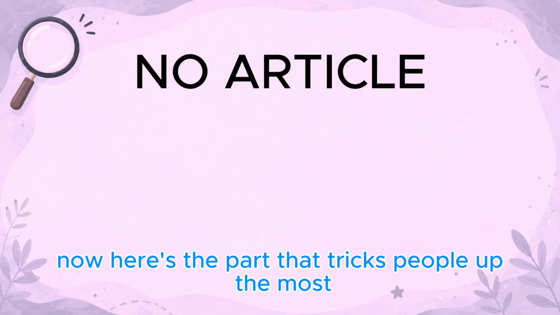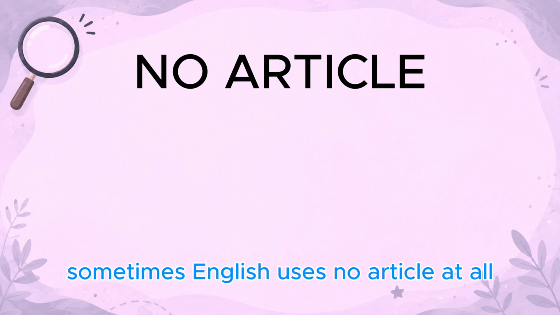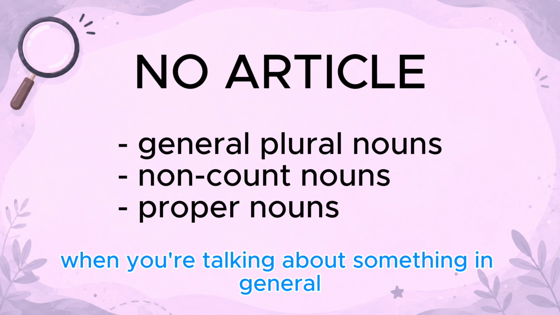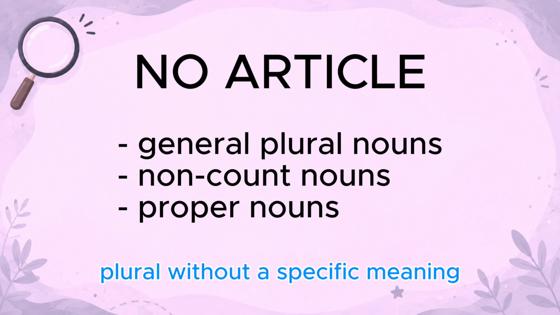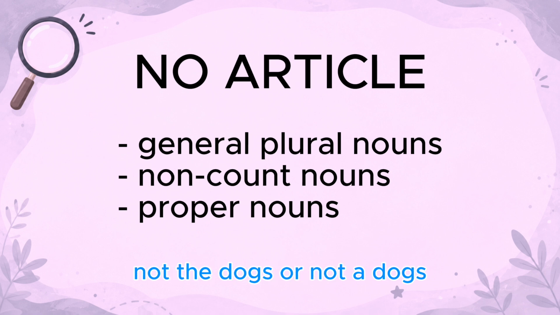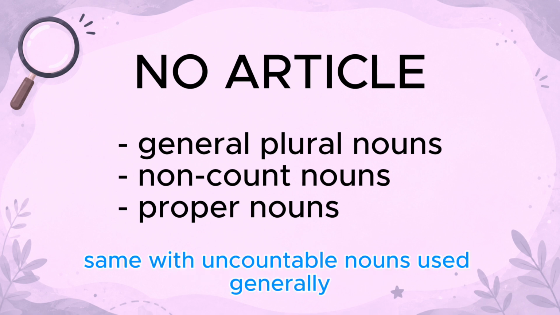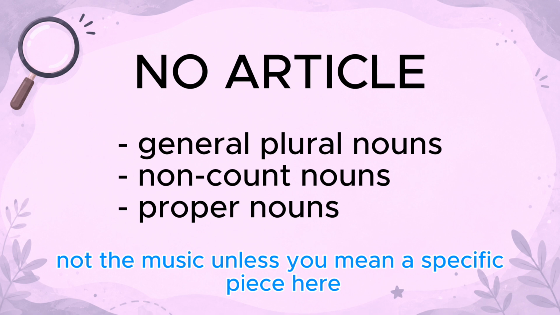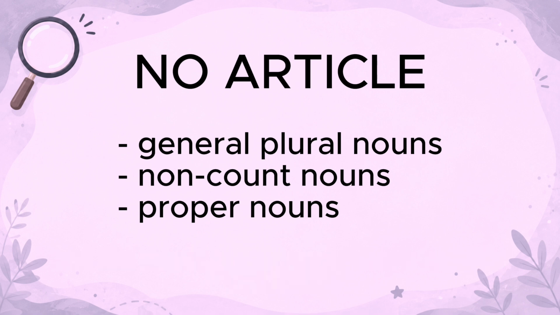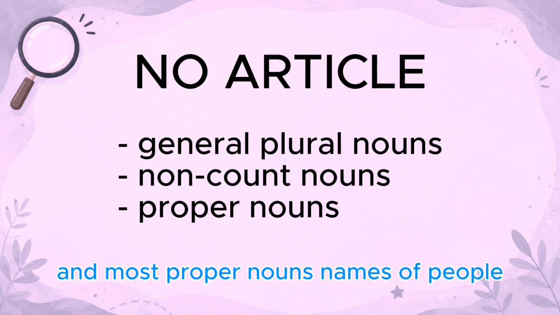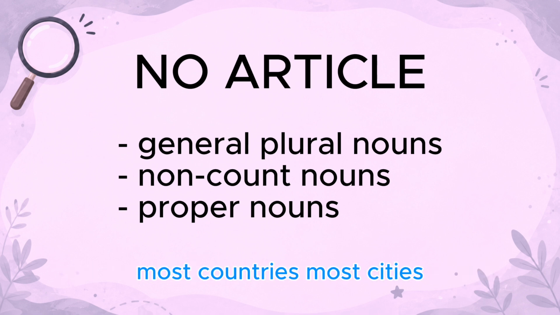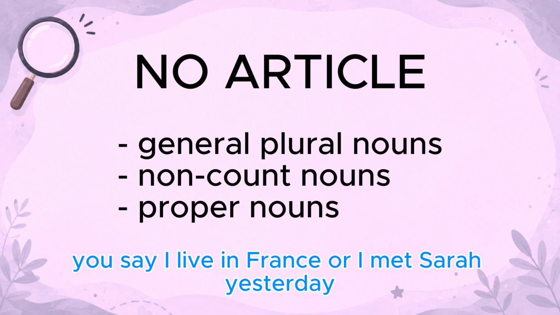Now here's the part that trips people up the most. Sometimes English uses no article at all. When you're talking about something in general, plural nouns without a specific meaning. For example, "dogs are loyal", not "the dogs" or "a dogs", just dogs in general. Same with uncountable nouns used generally. For example, you say, "I love music", not "the music", unless you mean a specific piece, but here it's just music. And most proper nouns, names of people, most countries, most cities. For example, you say, "I live in France", or "I met Sarah yesterday".